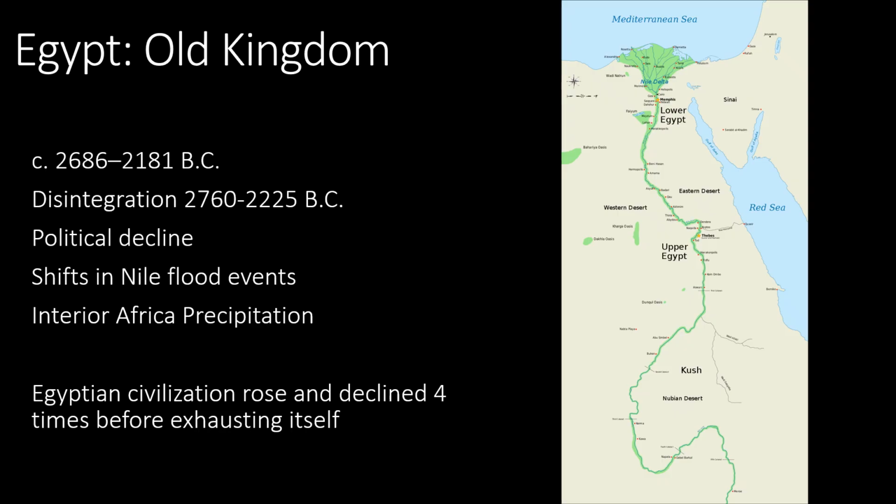Ultimately, there was political decline towards the end of the Old Kingdom, and this is attributed to shifts in the Nile flood events, again, if we turn to the environmental proxy records. And that is dictated by precipitation levels in interior Africa, which feeds the Nile with the water that ultimately comes downstream.